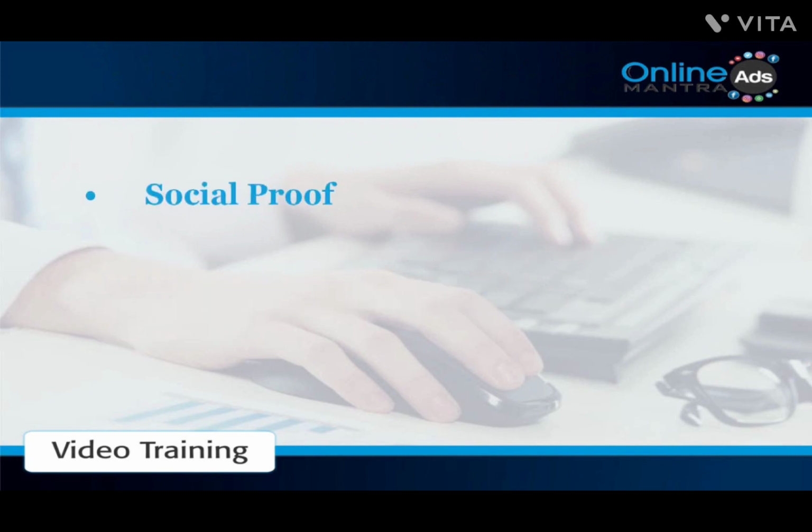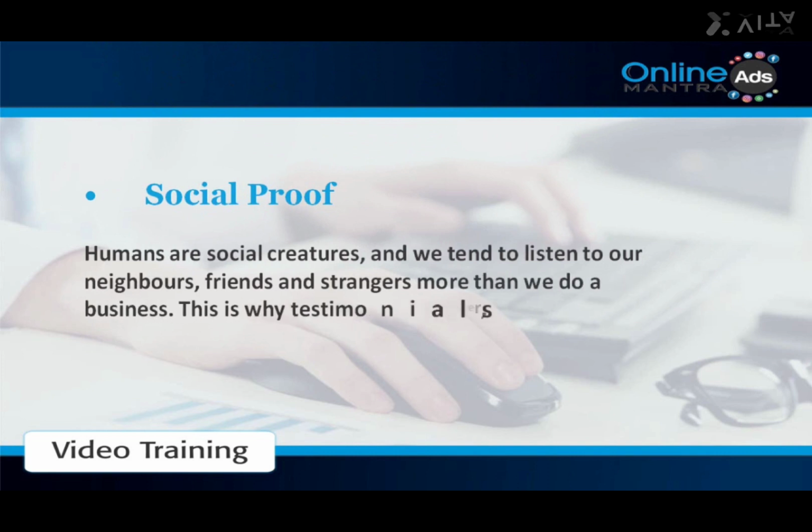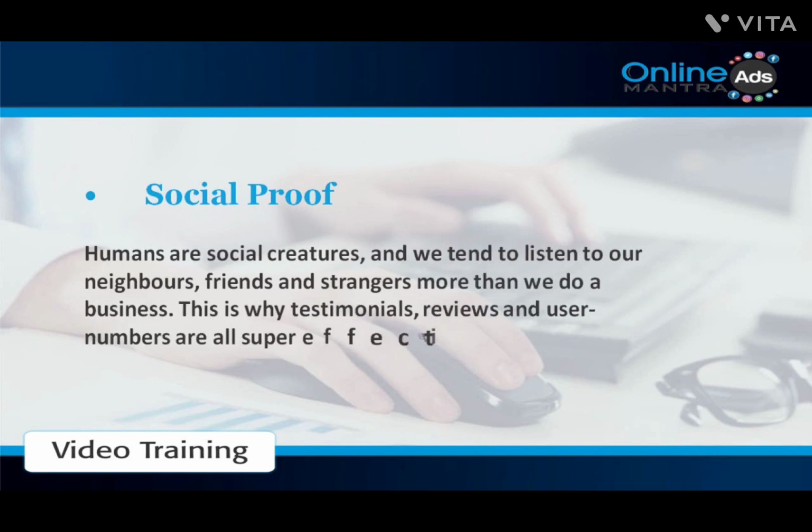Social proof. Humans are social creatures, and we tend to listen to our neighbors, friends, and strangers more than we do a business. This is why testimonials, reviews and user numbers are all super effective in convincing others.